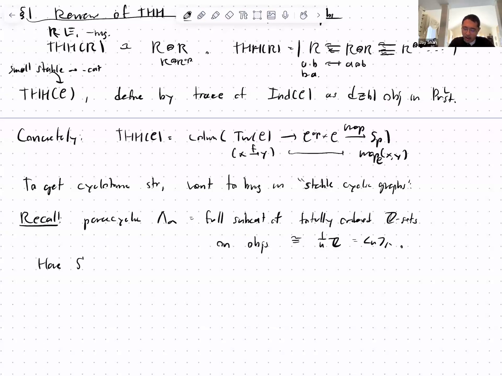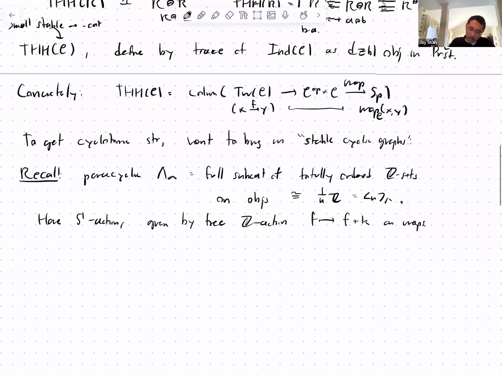So on this category, I have an S1 action. And on morphisms, so an S1 action is a Z action on morphisms, I have a free Z action, which sends a morphism to it translated by the integer. So then I can define the cyclic category to be the paracyclic category S1 homotopy orbits. And this is just the literal strict quotient by the S1, the Z action on the morphisms.